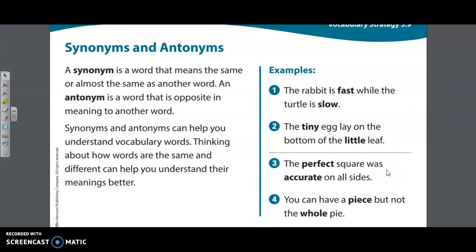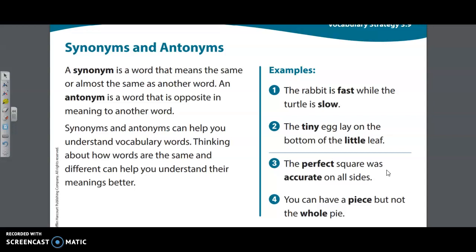Number three, the perfect square was accurate on all sides. So perfect and accurate. Are those synonyms or are those antonyms? I'm thinking about like if I'm doing work in class, and if it's perfect and if it's accurate, I got all of my questions accurately answered, that means they're all correct. So perfect and accurate, those are synonyms.